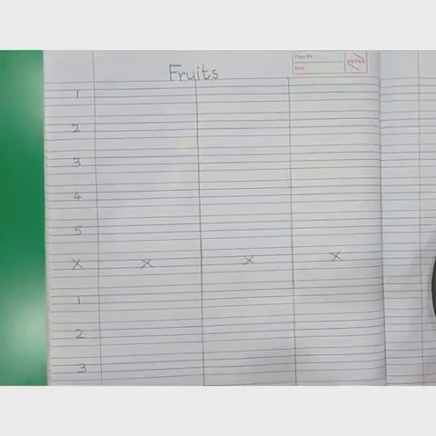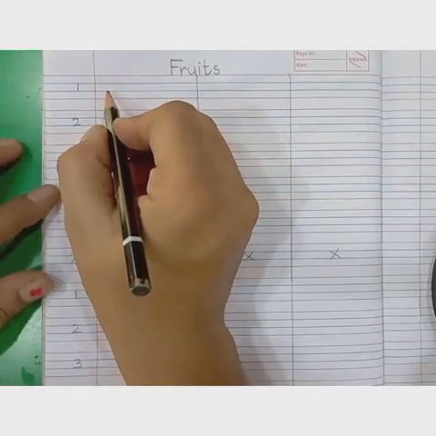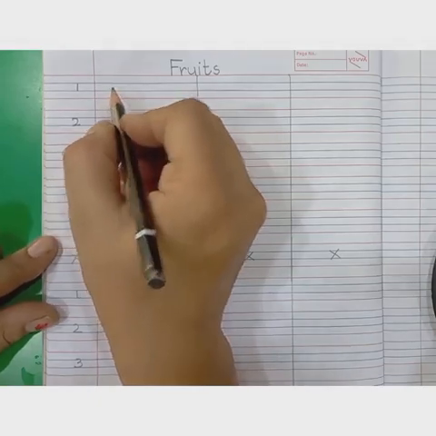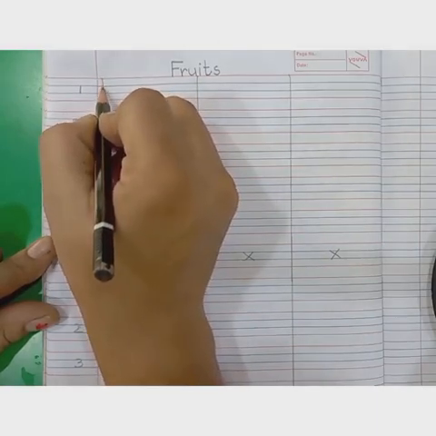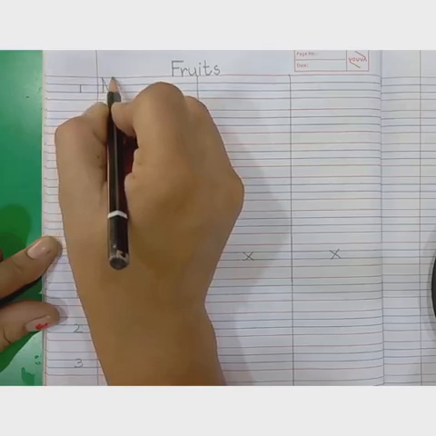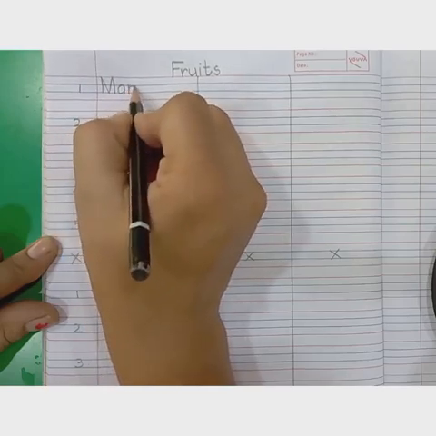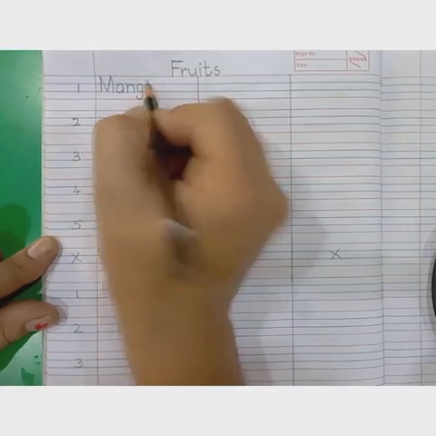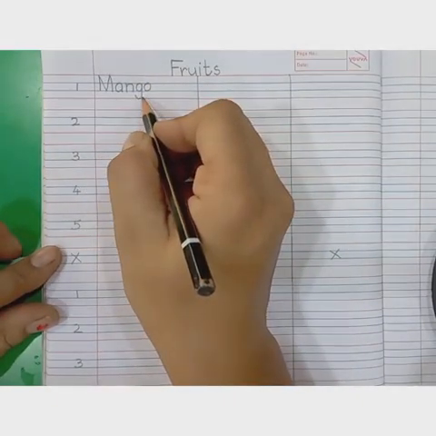Now, first spelling that we are going to write is of mango. M-A-N-G-O, mango. So first alphabet will be capital M A N G O, mango. M-A-N-G-O, mango.